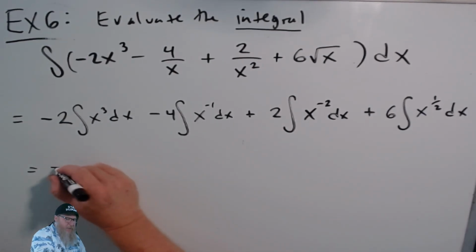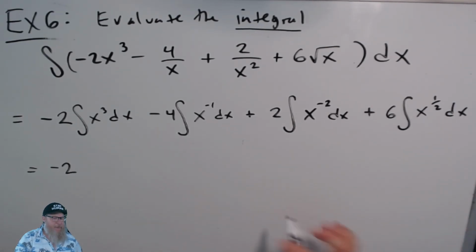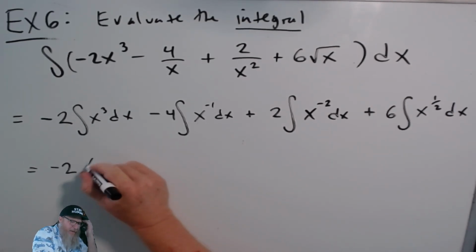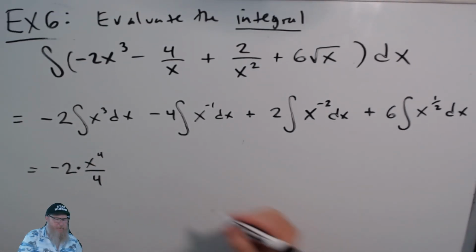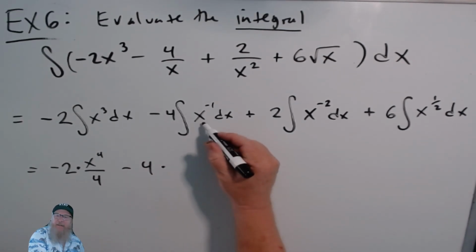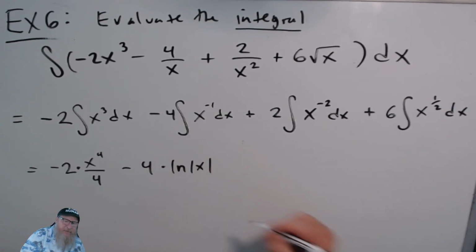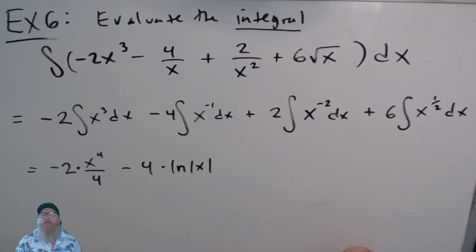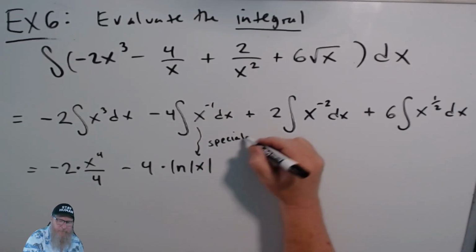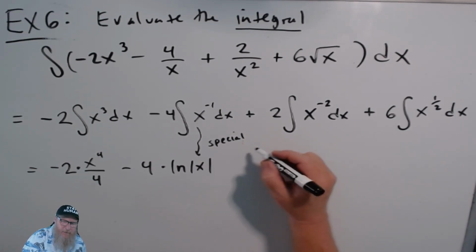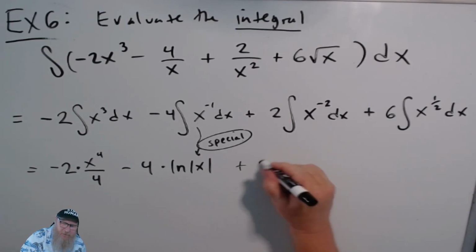All right, so now we do the integration, term by term by term. Each one has its own integrand. So x to the third, that'll be x to the fourth over 4. And I'm just going to use a dot for multiplication. X to the negative 1, that's a special case. That's ln. That's the special one.